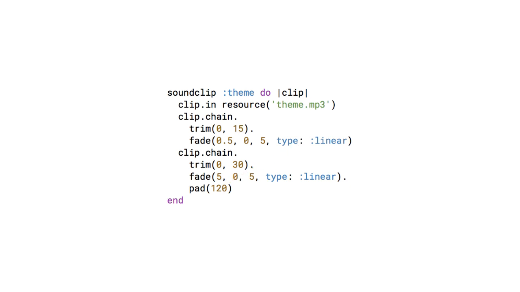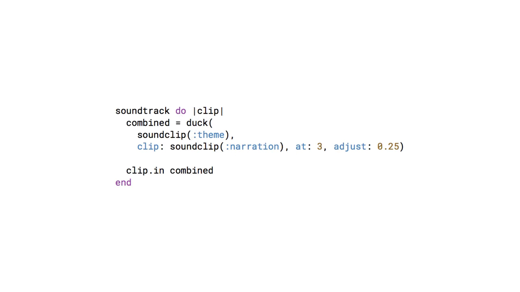This becomes our theme music track, fading in, then out as the narration starts, and then fading back in at the end. Those clips are then fed into the soundtrack command, which is used to combine and mix the clips into a single output. Here, we mix our narration track and our theme music track, making the music duck, or reduce in volume, when the narration track starts.